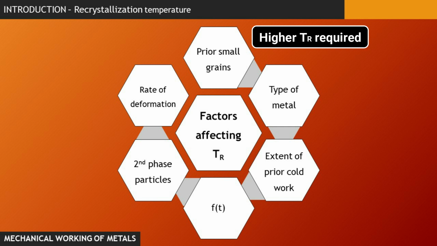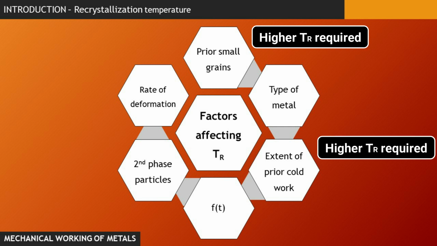Now, the interatomic packing of the metal, the type of metal used as raw material, also affects the recrystallization temperature. If the material has already undergone cold working, then further cold working would lead to higher strain hardening, and hence a higher recrystallization temperature would be required to recrystallize it for even further working.